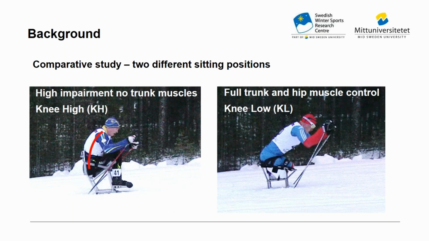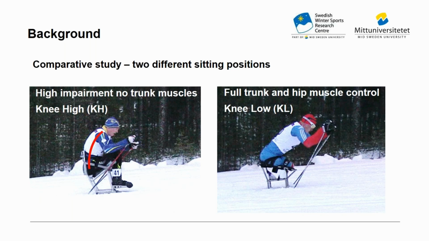You can see here in the figure that the KH, knee high position, has a more flexed spine curvature, as you see with the red line there, compared to the more straight spine in knee low, and a larger flexion-extension pattern on the spine. So we hypothesized that there is a risk of injuries in the lower back and in the shoulder connected to the knee high sitting position with this flexed spinal posture. And we don't want to injure the para-athletes more.